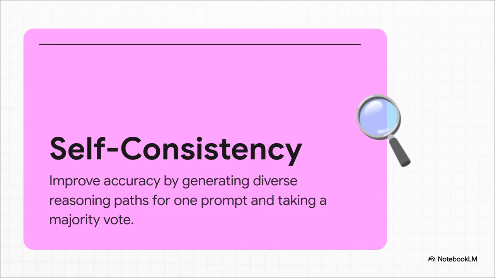Now, to get even more reliability, we can use a clever technique called self-consistency. The idea is really simple. Think of it like this. You ask a whole team of experts to solve the same problem, but you tell them to think about it in slightly different ways. You do this by running the same prompt multiple times, but tweaking a setting called temperature to get different reasoning paths. Then you just take a majority vote. The most common answer is probably the right one.